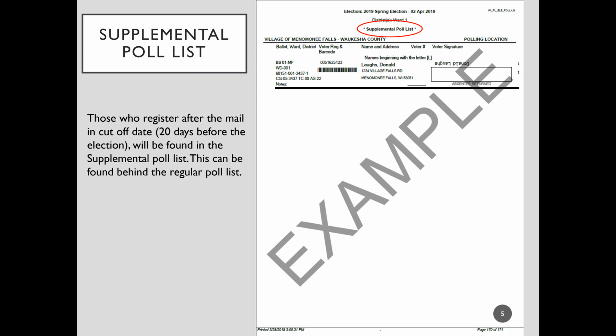Supplemental poll list. So this is the one we talked about, which is for anybody who registered after the 20-day cutoff. This will be found in the supplemental poll list tab in your binder. It is directly behind the normal poll book itself, the poll listing. You will see absentees here. You'll see people who registered and are coming in to vote. So this is no different than a regular poll listing.